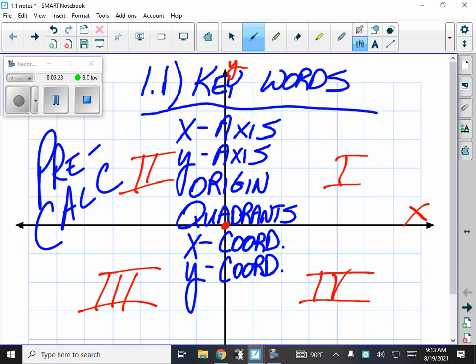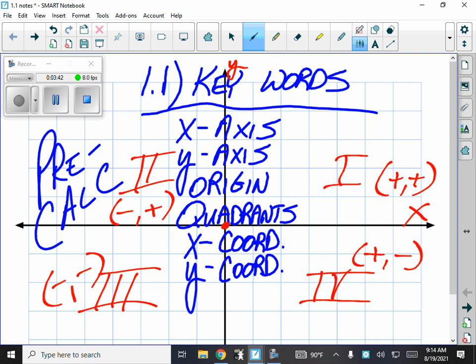Okay, so in quadrant 1, it's always what? Positive, positive. In quadrant 2, it's always negative, positive. In quadrant 3, it's always negative, negative. And in quadrant 4, it's always positive, negative. Right? The x coordinate is always first. The y coordinate is always second.